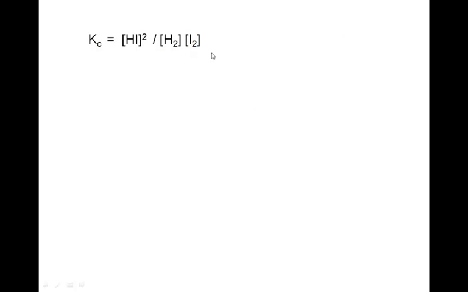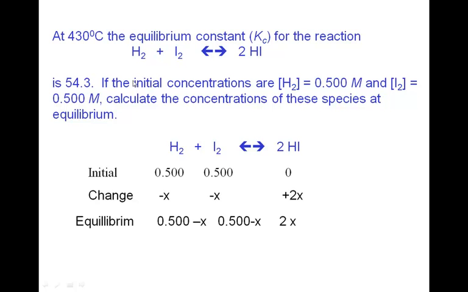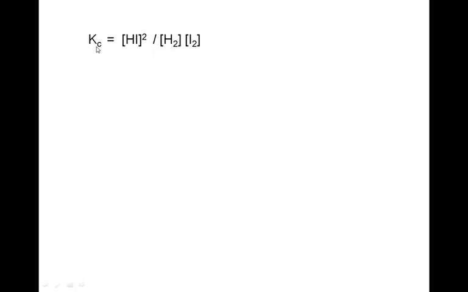What I really wanted to show you was the equilibrium expression here. Remember, the equilibrium equation is based upon the law of mass action and based upon hydrogen iodide being the product and hydrogen and iodine being the reactants. We see that the K sub C is equal to the HI concentration squared divided by the H2 concentration times the I2 concentration. It's just the law of mass action.